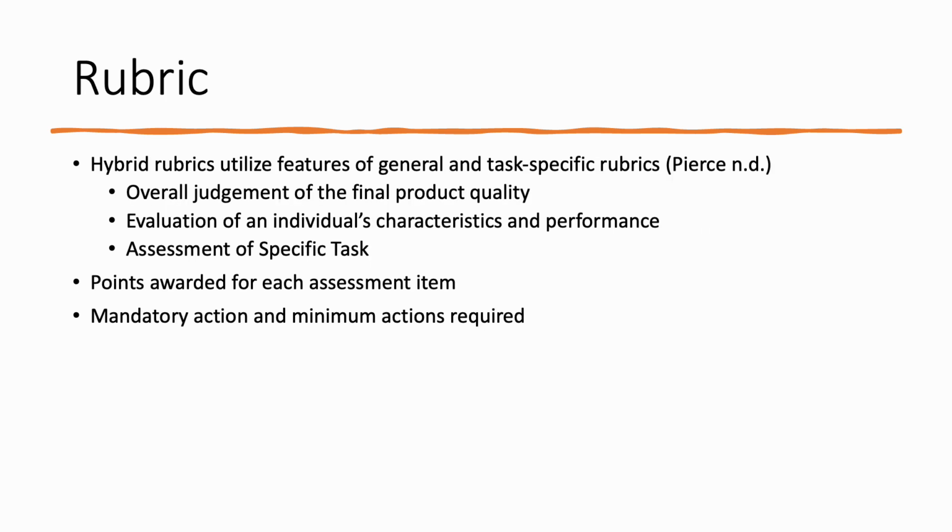There are several types of rubrics to evaluate a student's competency in a particular area. In the context of a terminal EMS education performance task, a hybrid rubric will be applied and explained in the subsequent slide. Hybrid rubrics utilize features of general and task-specific rubrics with the goal of observing the overall judgment of the final product quality, evaluating the individual's characteristics and performance, and assessing a specific task.